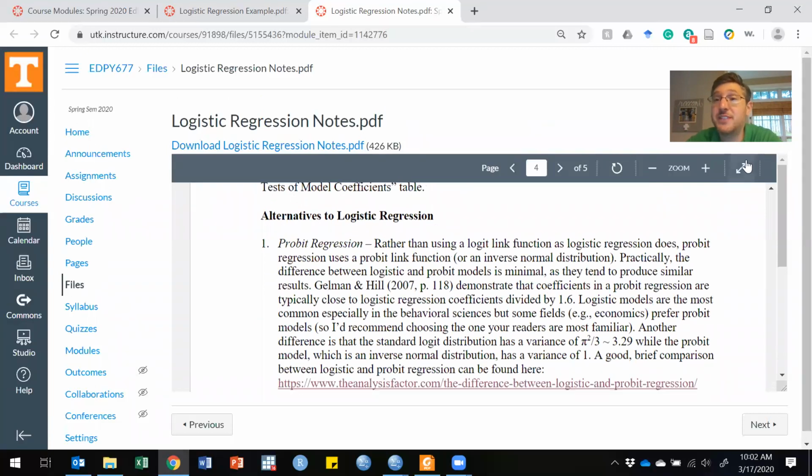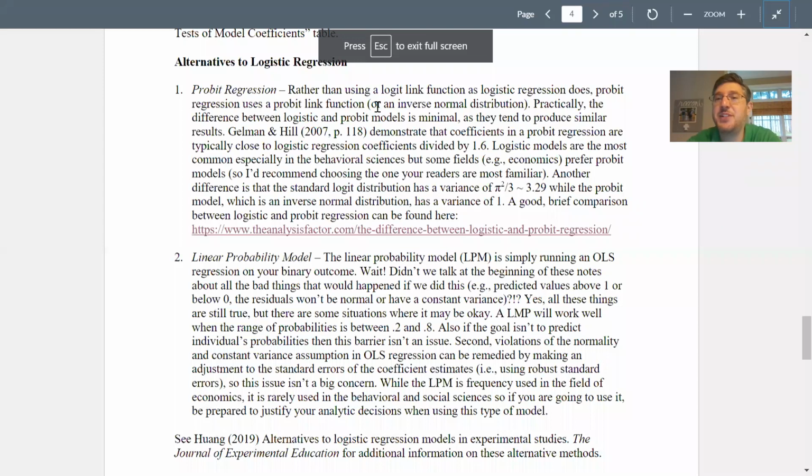So just some alternatives to logistic regression. I kind of mentioned one of these before. One of them is called probit regression. So instead of using a logit link function, we use a probit link function, which is really just an inverse normal distribution. And for most practical purposes, there's not much difference between a probit and a logistic function. If you graph them side by side, I think the tails of the probit function are a little bit fatter at the ends than the logit function, but they tend to produce very similar results.